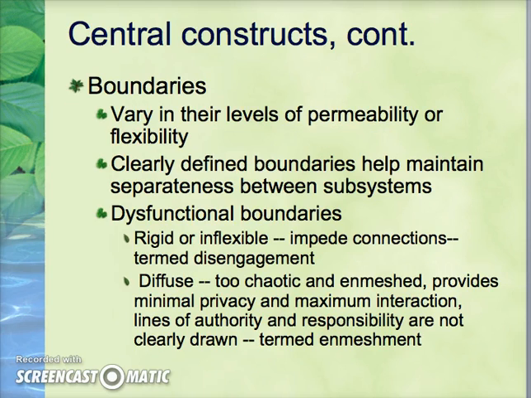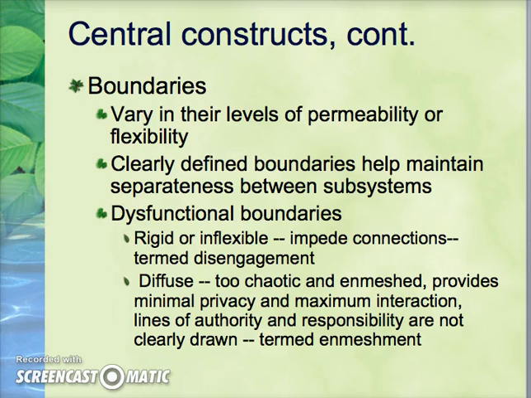They're defined by interpersonal boundaries and rules for membership, and examples include the spousal subsystem, parental subsystem, sibling subsystem, and so on. Other central constructs include boundaries. So what are boundaries? Do we see them? No, but when we map them on a structural map, you get to. But anyway, boundaries. They vary in their levels of permeability or flexibility. Clearly defined boundaries help to maintain separateness between subsystems, for better or for worse. Again, some of these things are what they are, but as they are applied in a particular family, they may work or not work, right?